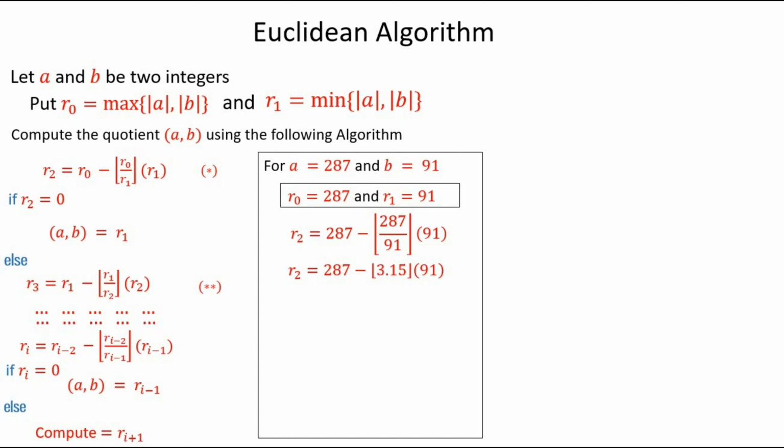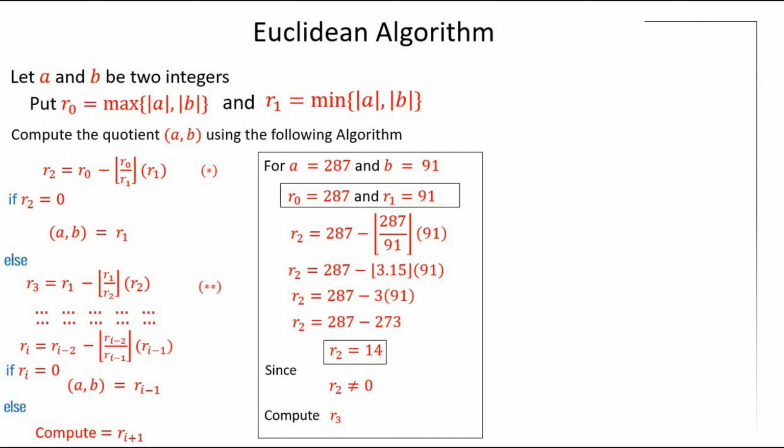The floor of 3.15 is equal to 3, therefore r2 is equal to 287 minus 3 times 91. 3 times 91 is equal to 273, therefore r2 is equal to 287 minus 273. So r2 is equal to 14. Since r2 is not equal to 0, we have to compute r3.